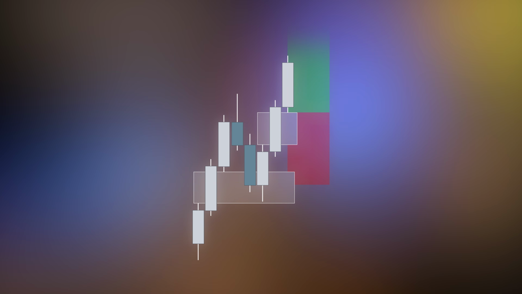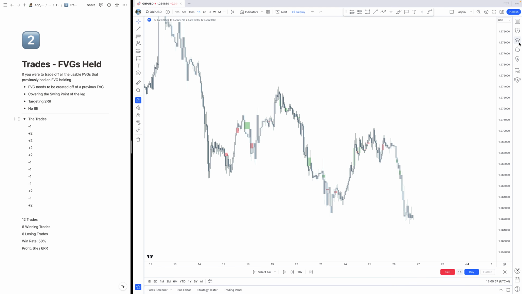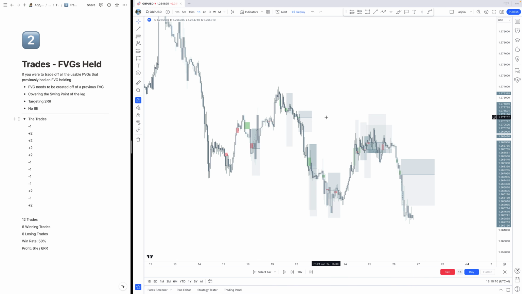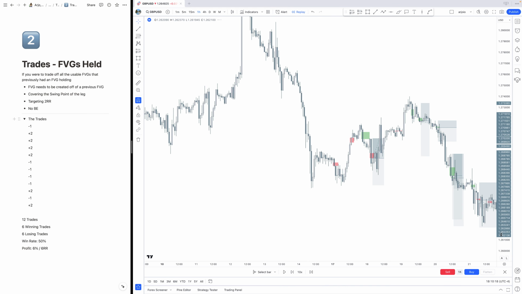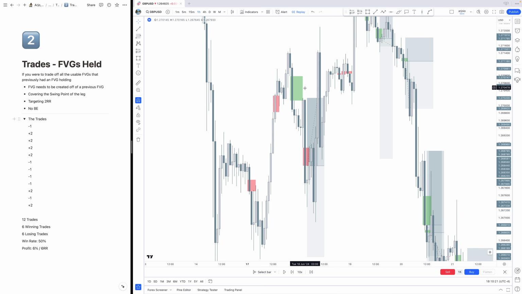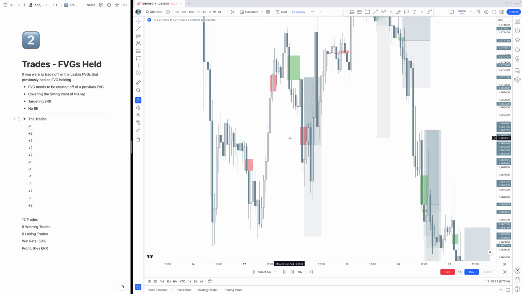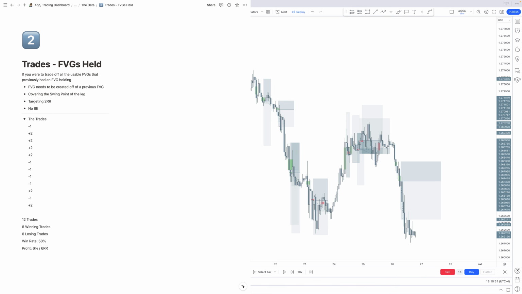So then what I wanted to do is, all right, what if we only enter off of fair value gaps that are coming off of a previous fair value gap that held, which leads to the following trades right here. These trades are all trades off of fair value gaps where the previous fair value gaps held. Meaning, see how this fair value gap right here followed through with a new fair value gap, then you would enter on the new fair value gap right there. This creates the following data.